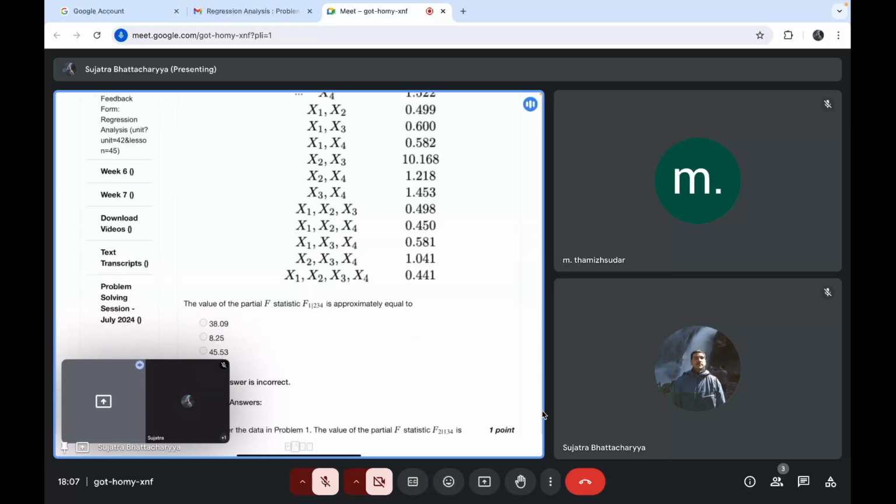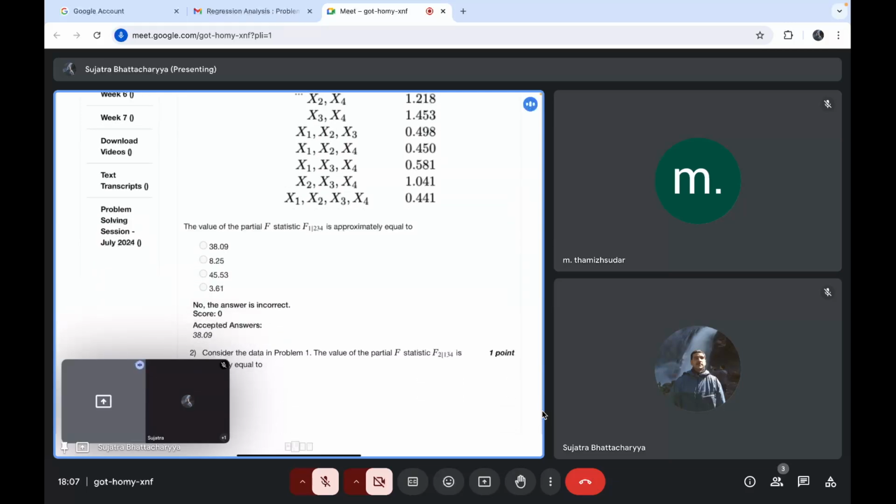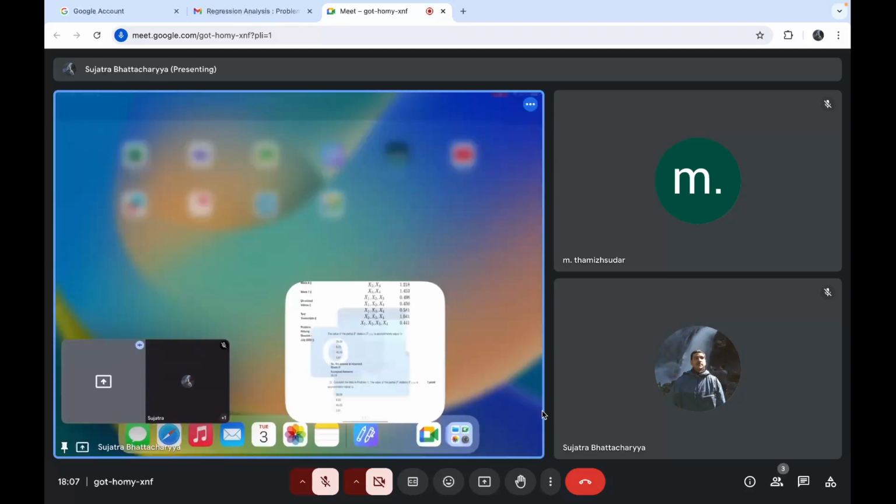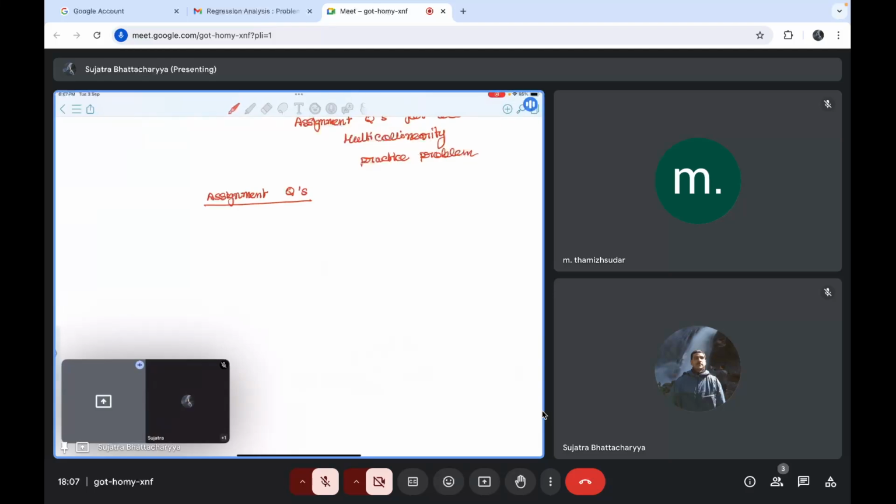Here the partial F statistic based questions are being asked. The first question asks for the value of the partial F statistic F1 in the presence of the other regressors x2, x3, and x4, approximately equal to what. Let's do it, because we have already done a similar kind of question in the last class with practice problems, and we have already seen how to solve it.